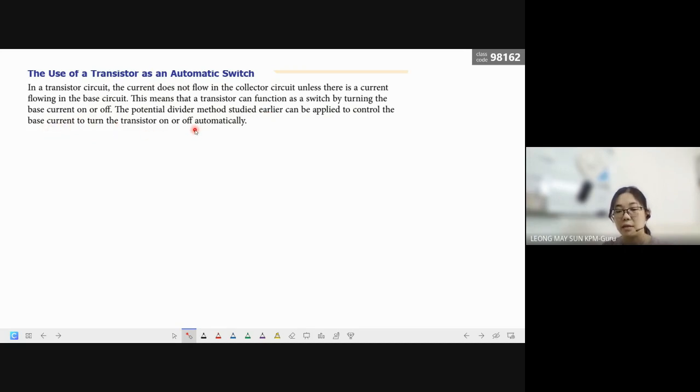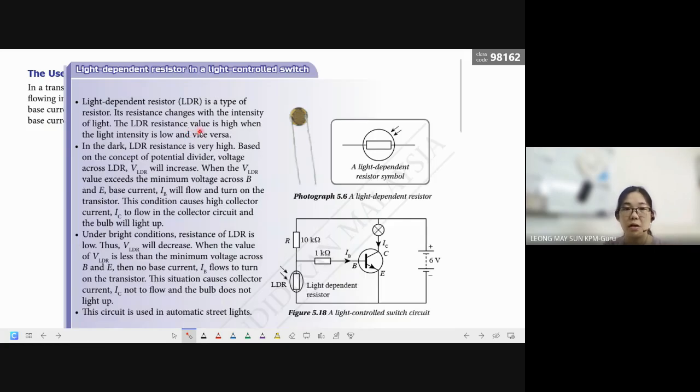So what happens here is we are learning about a light dependent resistor in the light control switch. I'm going to use the textbook version first, then I'll explain the easier version. A light dependent resistor is a type of resistor, but it depends on the light to change the resistance. Over here, it says that the resistance changes with the intensity of light. So please do take note, if you really want to answer transistor questions, these are the parts that you have to be alert of.